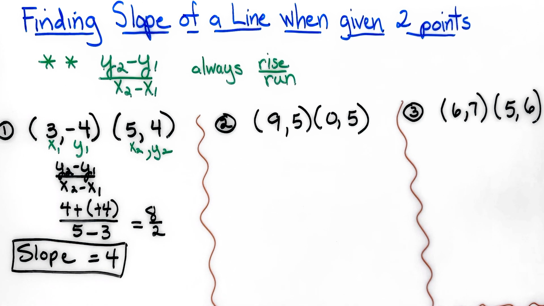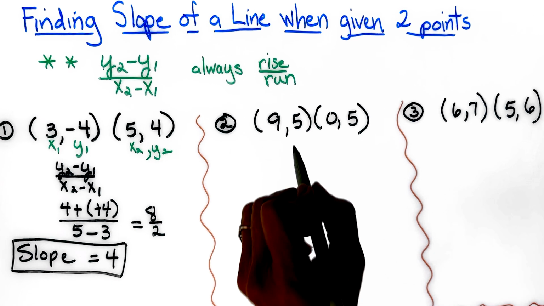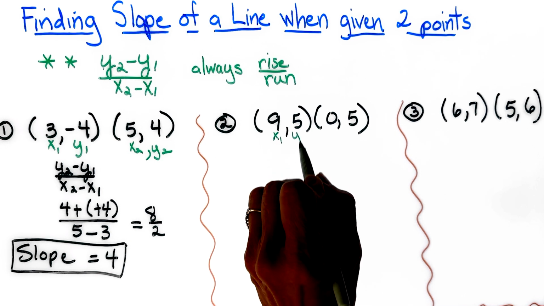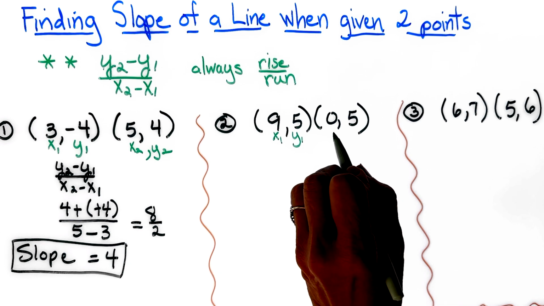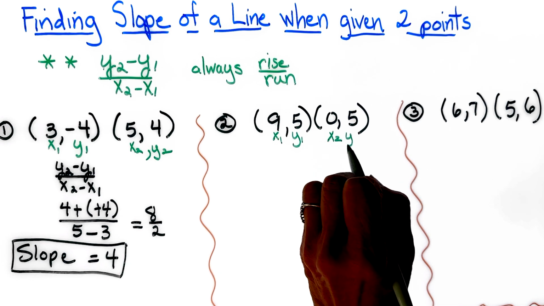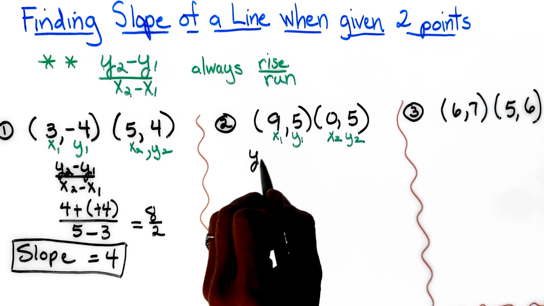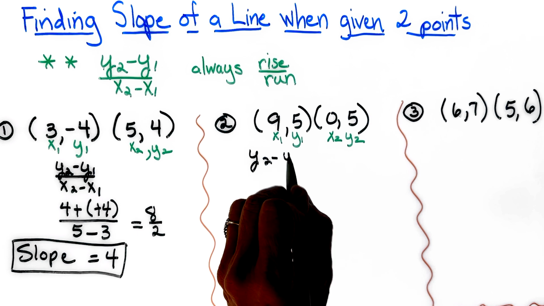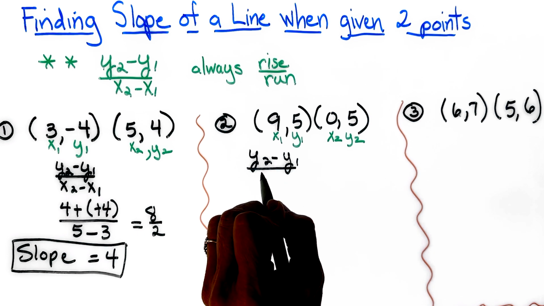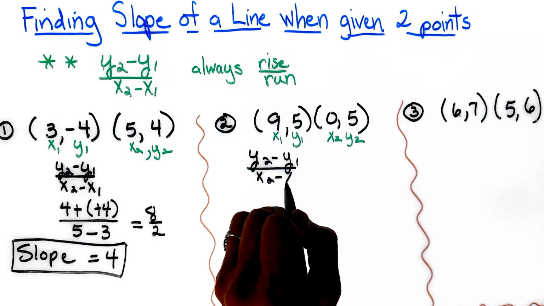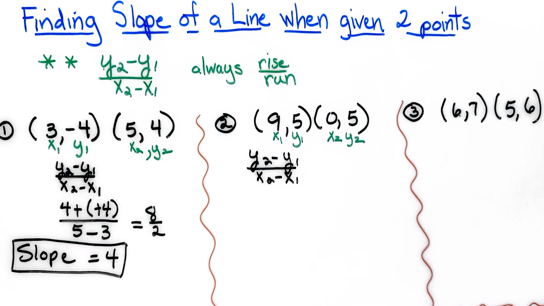So again, we are going to always make sure we label our points. Point 1, x1, y1. Point 2, x2, y2. Writing the formula is going to help me learn it, but it is also going to make sure that I put my numbers in the right spots.